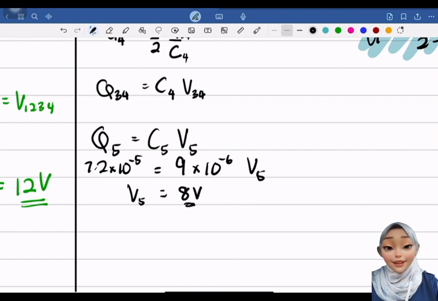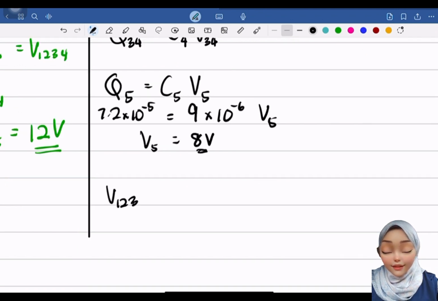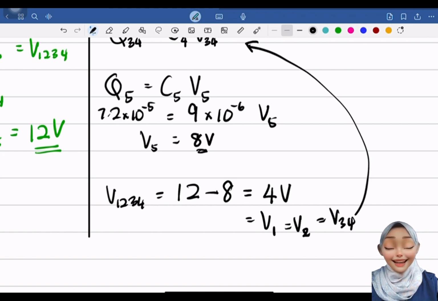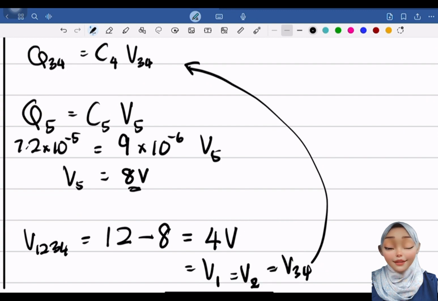So, sekarang kita masuk kepada step yang kedua, iaitu dengan mencari V1234. So, V1234 sama dengan 12 volt tolak dengan V5 iaitu 8 volt. So, kita akan dapat 4 volt. Dan disebabkan kita dah tahu bahawa V1234 sama dengan V1 sama dengan V2 sama juga dengan V34, kita boleh terus masukkan dekat dalam rumus yang atas ini.